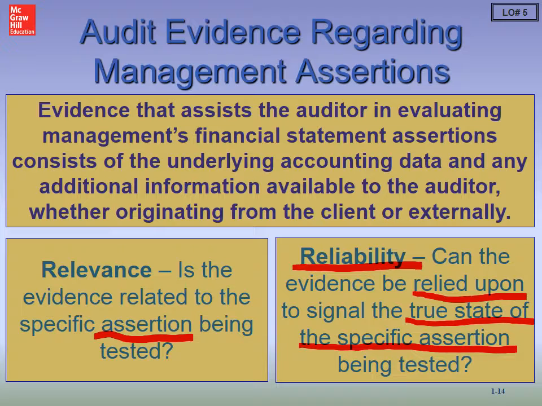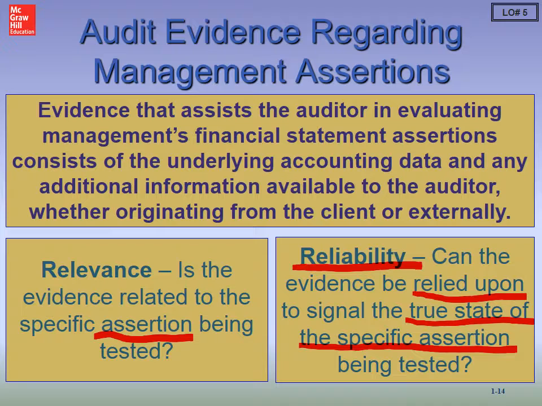We could get internal evidence, maybe an invoice that we look at. Now that's internal, and it's maybe giving us some evidence as to our rights and obligations assertion, that they actually own that. It is certainly better than the lowest level of evidence, which is oral evidence, the least reliable evidence that we could obtain. And if it's oral evidence, we're going to have to combine that with some other form of evidence. Rarely is oral evidence by itself sufficient to provide evidence as to an assertion being tested.